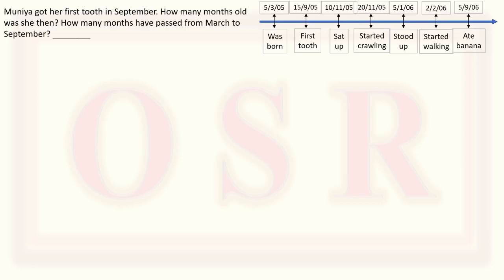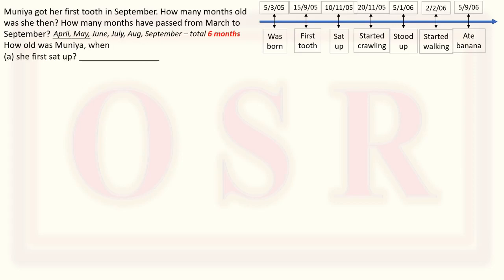So let's do one thing. Let's count April, May, June, July, August, September. Total 6 months. How old was Munia when she first sat up? Let's look at the timeline. It's 10:11, right? So count months till 11th month. Total 8 months.